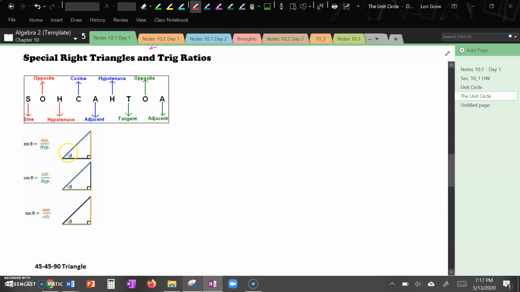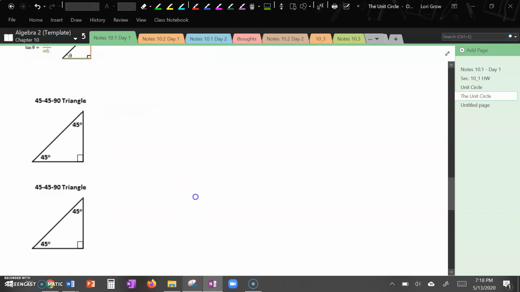The sine of any angle is always the opposite over the hypotenuse. Remember, opposite is truly opposite of the angle you're referencing. The hypotenuse is always the side that's across from the 90-degree angle, and adjacent is always next to the angle that you're referencing. So depending on which function you're talking about, you would be using different sides of the triangle according to the angle that you're talking about.